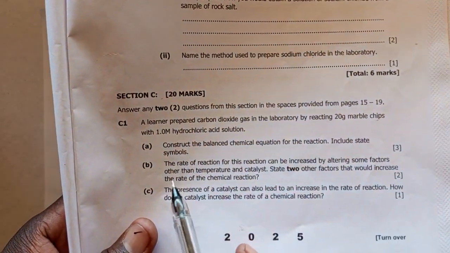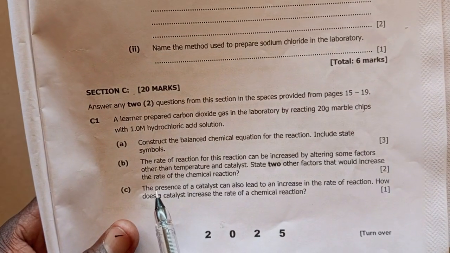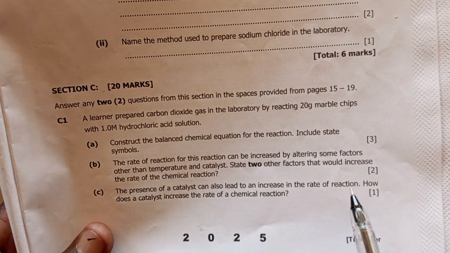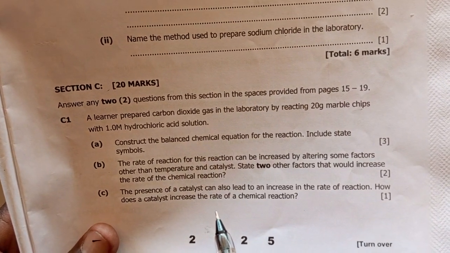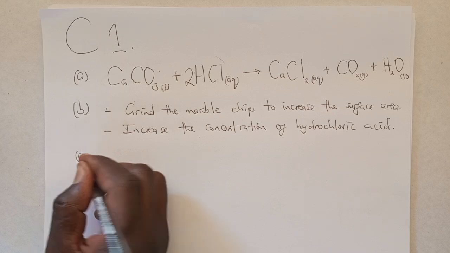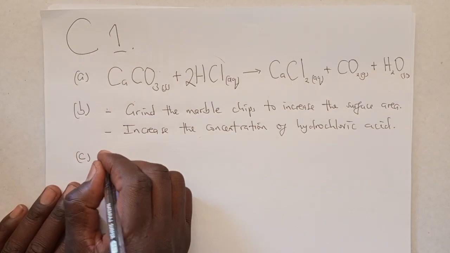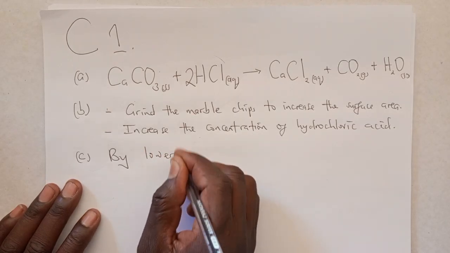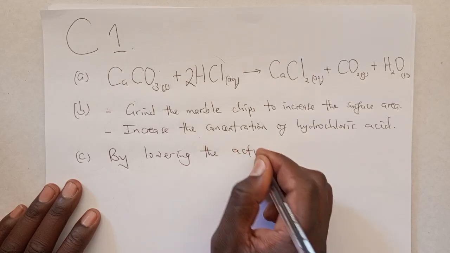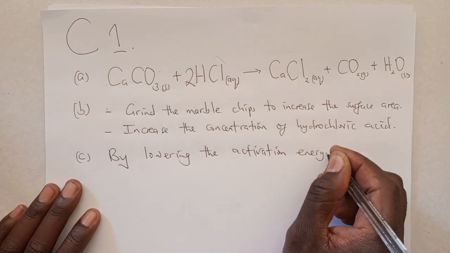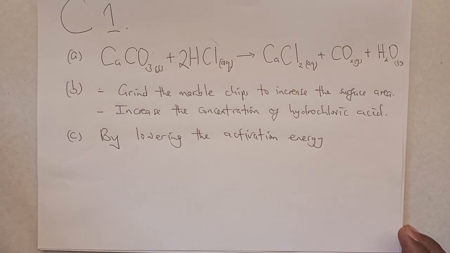Question C says, the presence of a catalyst can also lead to an increase in the rate of the reaction. How does a catalyst increase the rate of a chemical reaction? Well, a catalyst increases the rate of a chemical reaction by lowering the activation energy, okay? That's what you need to know. This is the minimum amount of energy required to kickstart the chemical reaction. All right. So we move on to the next question.